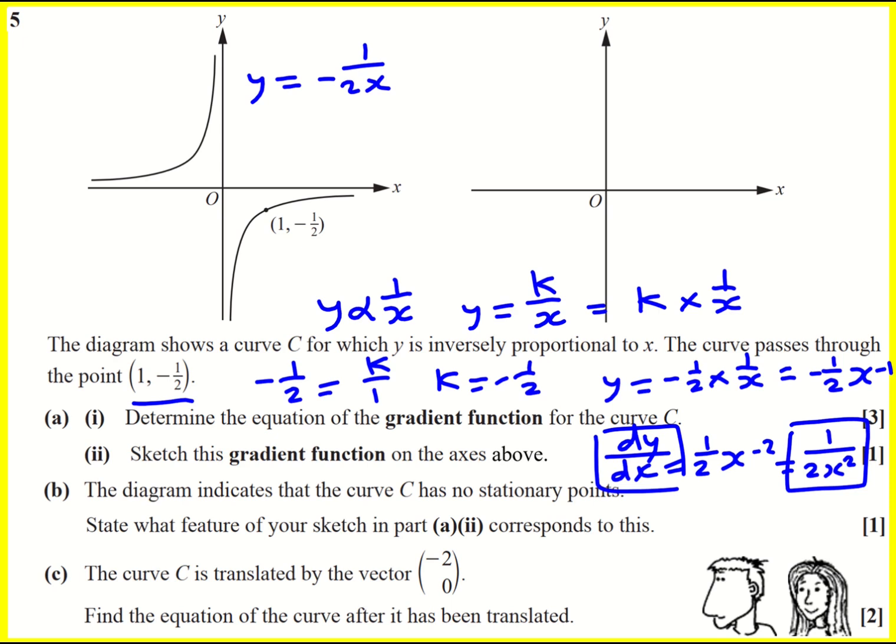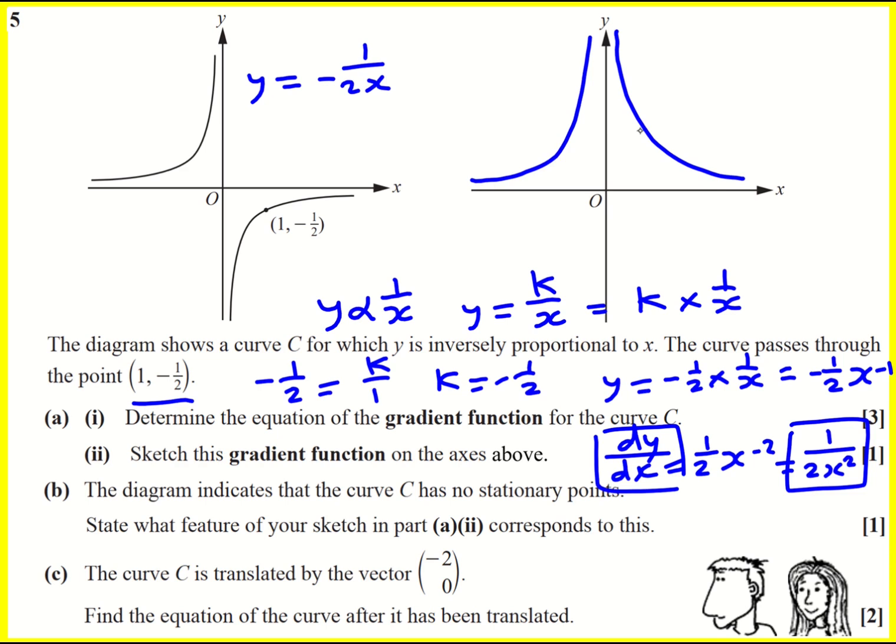So for the sketch, forget about the 1 over 2 part, just focus on 1 over x squared. 1 over x squared actually looks a lot like 1 over x. This is 1 over x, but instead of it being ever negative, we're always squaring, so it's positive. So in fact, it's like this. I probably should try and make it a bit more symmetrical. Okay, pretty happy with that.